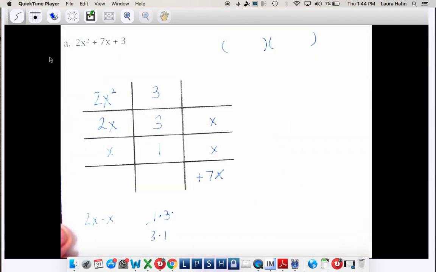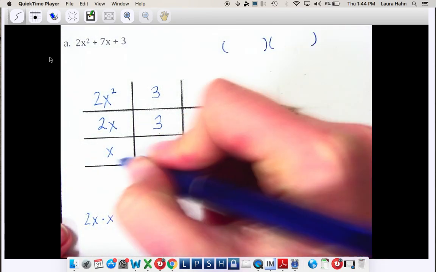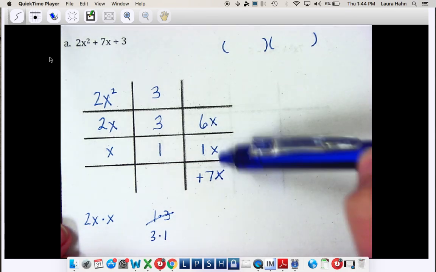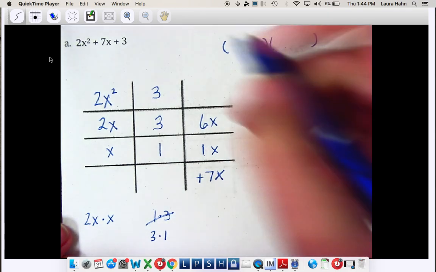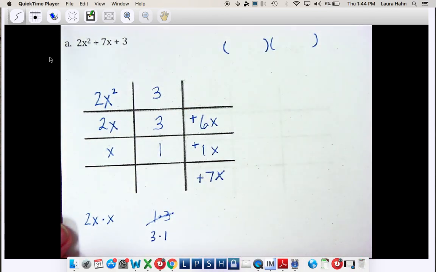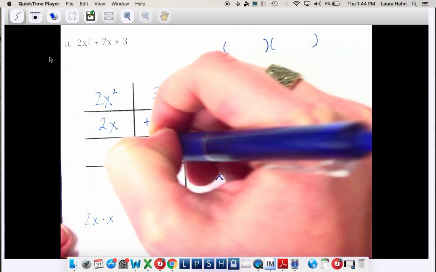3 times 1. So I multiply across. 2x times 3 is 6x. x times 1 is 1x. Is there any way I can get from 6x and 1x to get to 7? Yes. I know a positive 6 and a positive 1 will give me together a positive 7x. So I know this sign is a plus. I know this sign is also a plus.